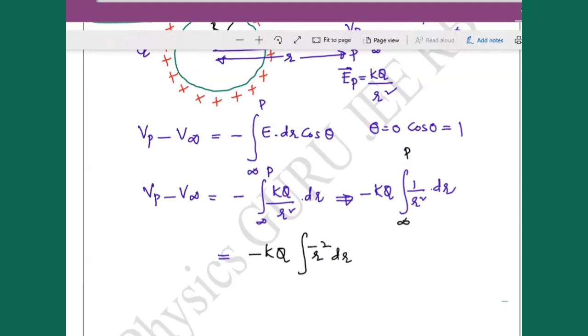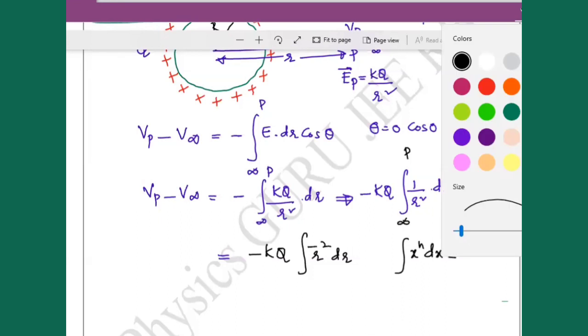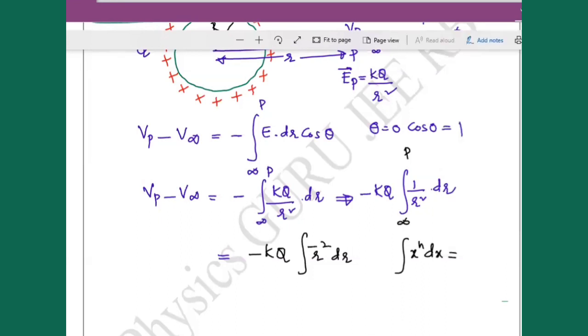So what is the formula for integration of x to the power of n into dx? Can anybody tell me? It is x to the power of n plus 1 divided by n plus 1. The same formula will apply here.